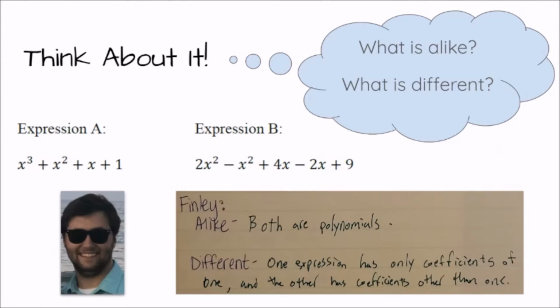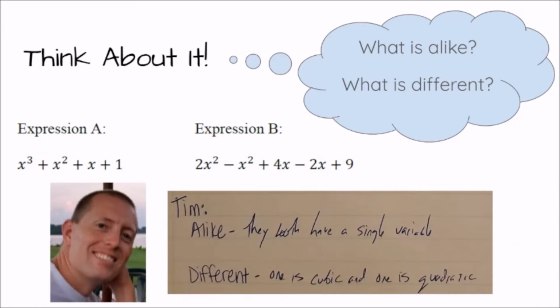You're welcome. Finley, what did you notice? I noticed that both of the expressions are polynomials. I also noticed that one expression has only coefficients of 1 and the other has coefficients other than 1. So let's talk about the coefficients for a second. What are the coefficients in expression A? 1, 1, 1, and 1. What are the coefficients in expression B? 2, negative 1, 4, negative 2, and 9. That was funny that expression A only had coefficients of 1. Thanks, Ben.